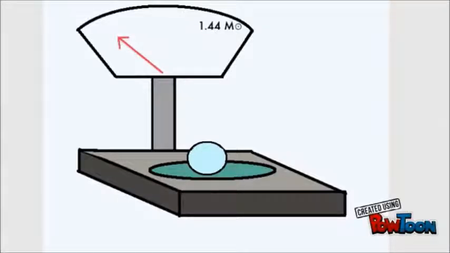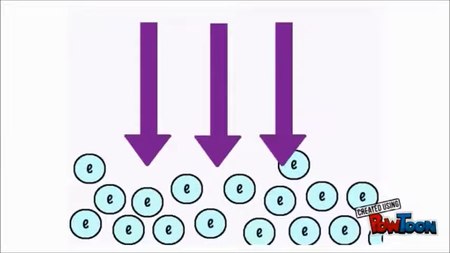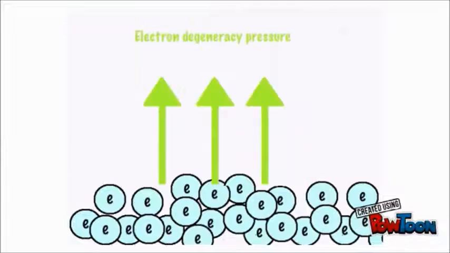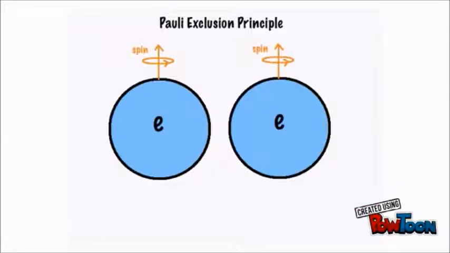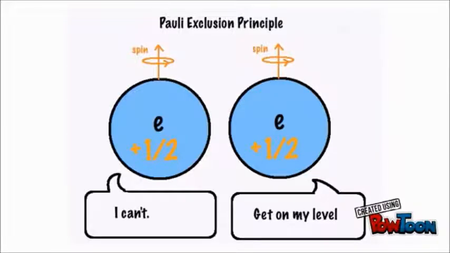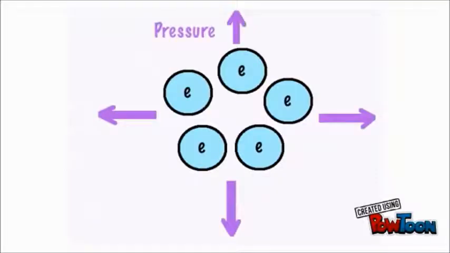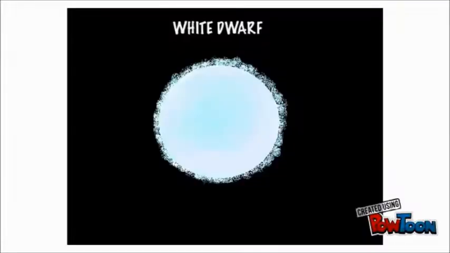White dwarfs do not create any internal pressure, so the pull of gravity is strong enough to make electrons get very close to each other and produce electron degeneracy pressure. This pressure is a consequence of Pauli exclusion principle, which states that two electrons with the same spin cannot occupy the same energy level. In other words, two identical electrons can't be at the same position, so when they're squeezed together, they exert pressure outwards, opposing the gravitational force.